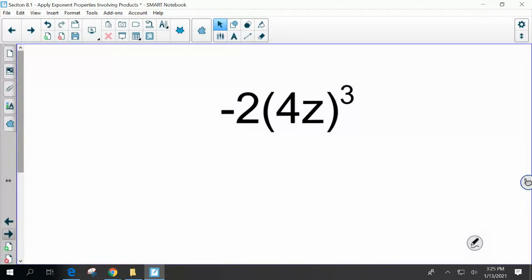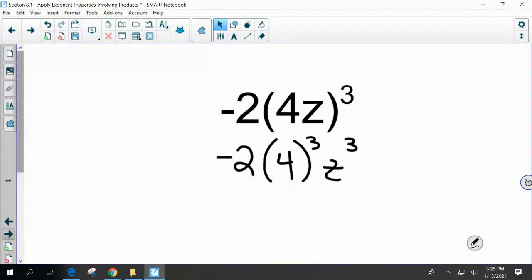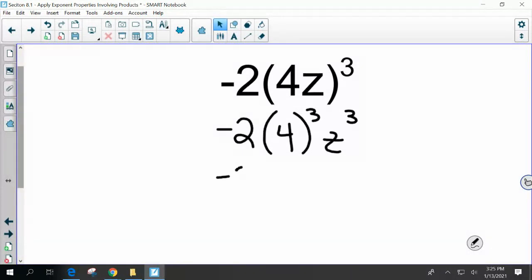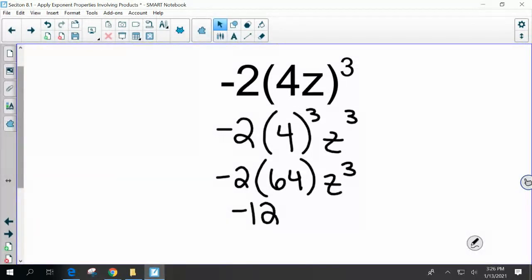Okay, this problem, negative 2 times 4z to the 3rd. This negative 2 in front is not being raised to the 3rd power, so it's going to stay negative 2. Then I have to take 4 raised to the 3rd power and then z raised to the 3rd power. I need to calculate 4 to the 3rd power, and that is 64. So negative 2 times 64 would be negative 128z to the 3rd.